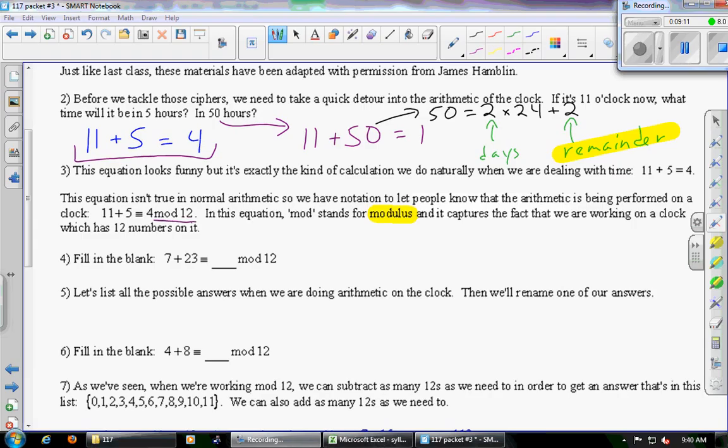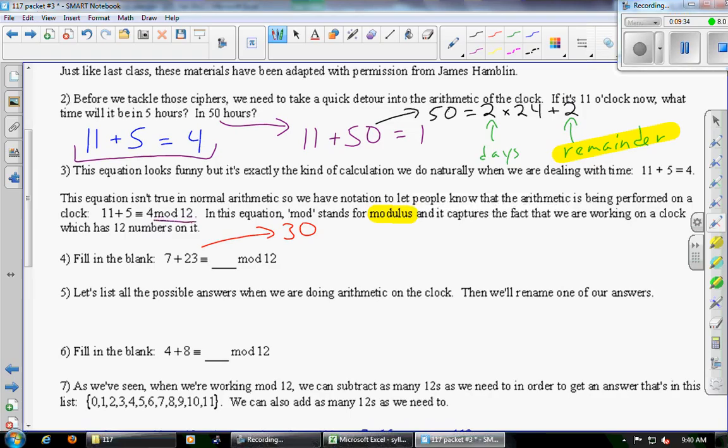Okay, can you guys fill in the blank for number four? 7 plus 23 is equal to something mod 12. Okay, what is 7 plus 23 mod 12? One vote for six, a couple of votes for six, good.